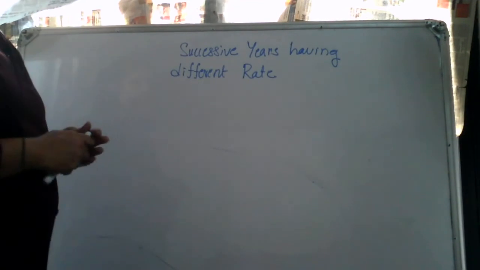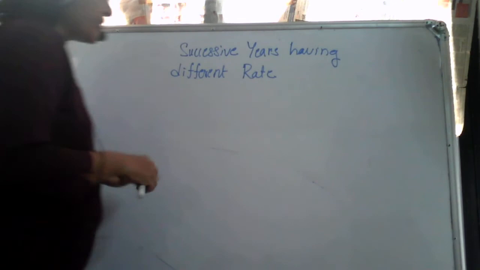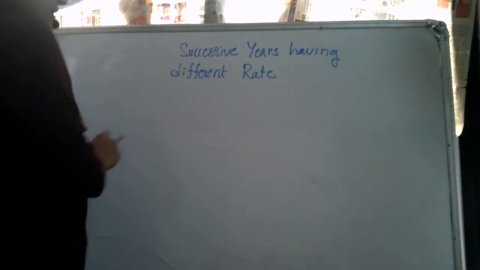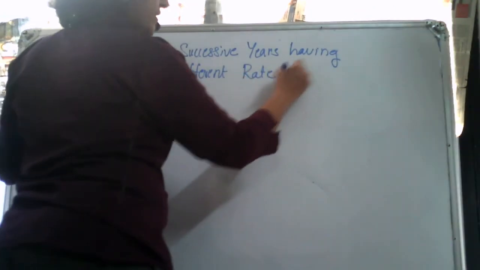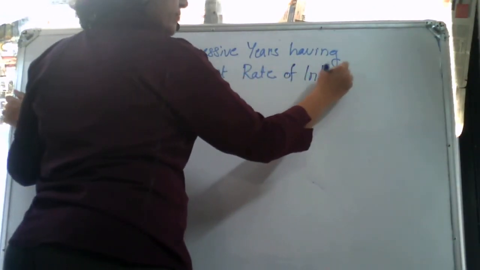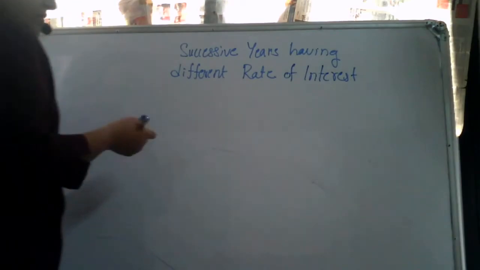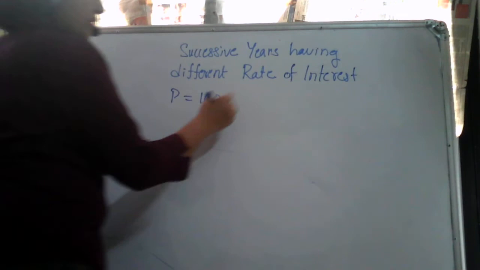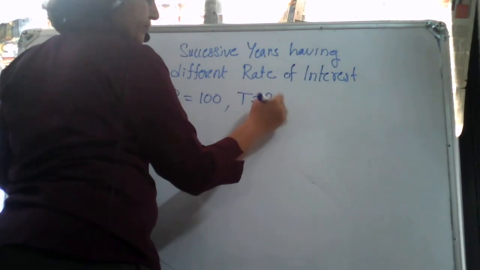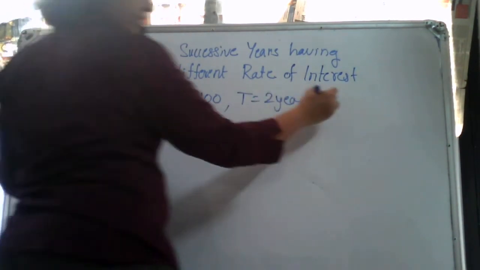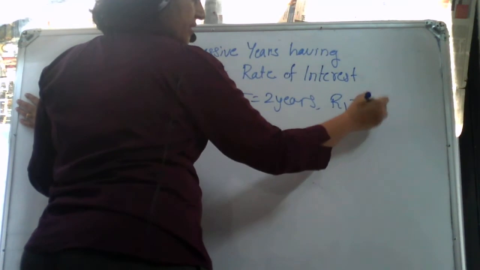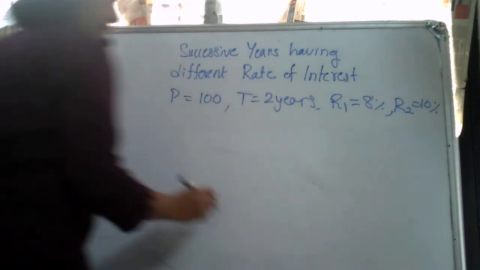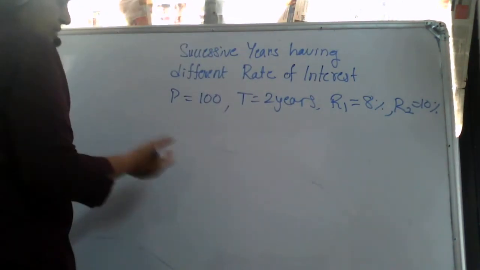Hello everybody, we'll discuss different rates of interest in successive years. Like the heading says, successive years having different rates of interest. It means, say, I have invested rupees 100 for 2 years. The rate of interest for the first year was 8% and for the second it is 10%. If it is so, how do we calculate the compound interest or the amount first?